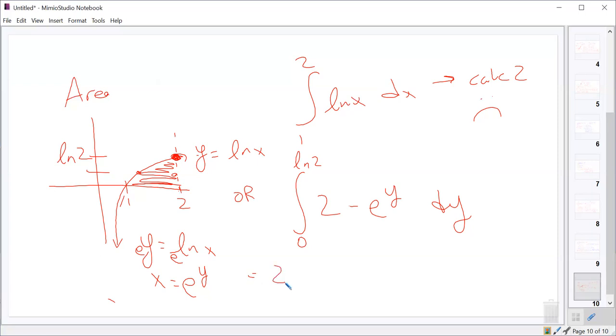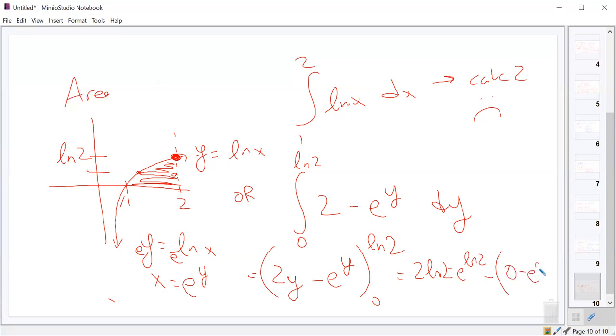2y, right? The integral of 2 is 2 times the variable. The variable is y. What's the integral of e to the y? E to the y. So 2y minus e to the y from 0 to ln 2. Just plug in ln 2 and plug in 0. 2 ln 2 minus e to the ln 2 minus, plug in 0, you got 0 minus e to the 0. And what does that come out to be? 2 ln 2.